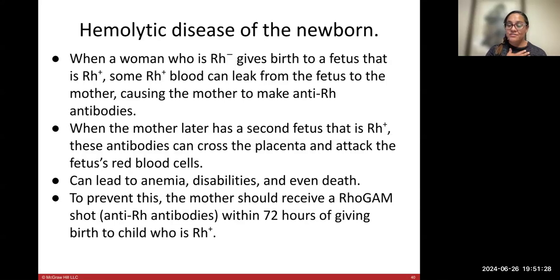So when a woman who is Rh negative gives birth to a fetus that is Rh positive, because it is genetic, some Rh blood can leak from the fetus into the mother, which will cause the mother to make anti-Rh antibodies. That isn't a problem normally, but if they have a second child, and that second child is also Rh positive, the antibodies can cross the placenta and attack the fetus's red blood cells. This can lead to anemia and disabilities and even death in that fetus. So to prevent this, the mother receives a shot of a medication called RhoGAM, which is the anti-Rh antibodies, within 72 hours of giving birth to a child who is Rh positive.